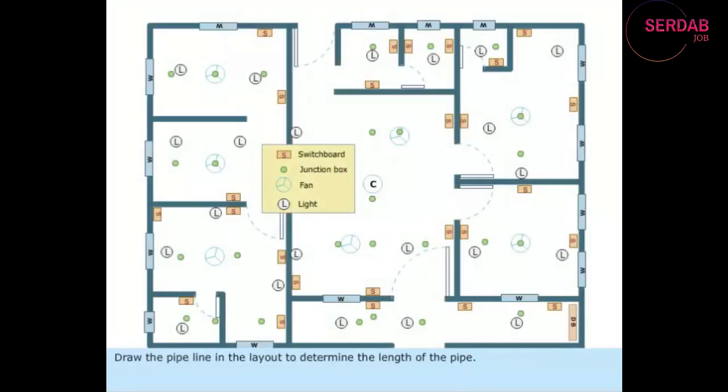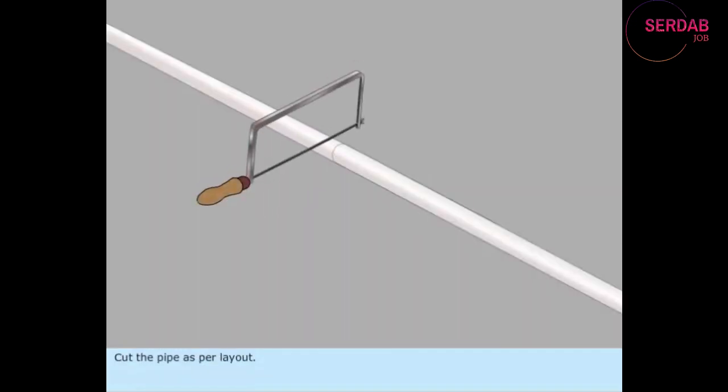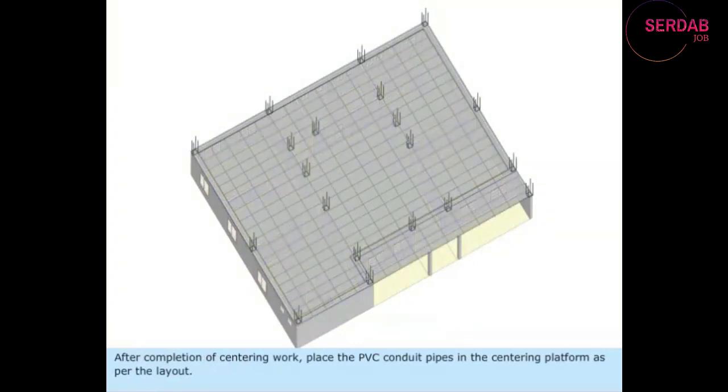Draw the pipeline in the layout to determine the length of the pipe. Determine the sizes of the wire according to the load and permissible voltage drop for required length of the run. Cut the pipe as per layout. After completion of centering work, place the PVC conduit pipes in the centering platform as per the layout.